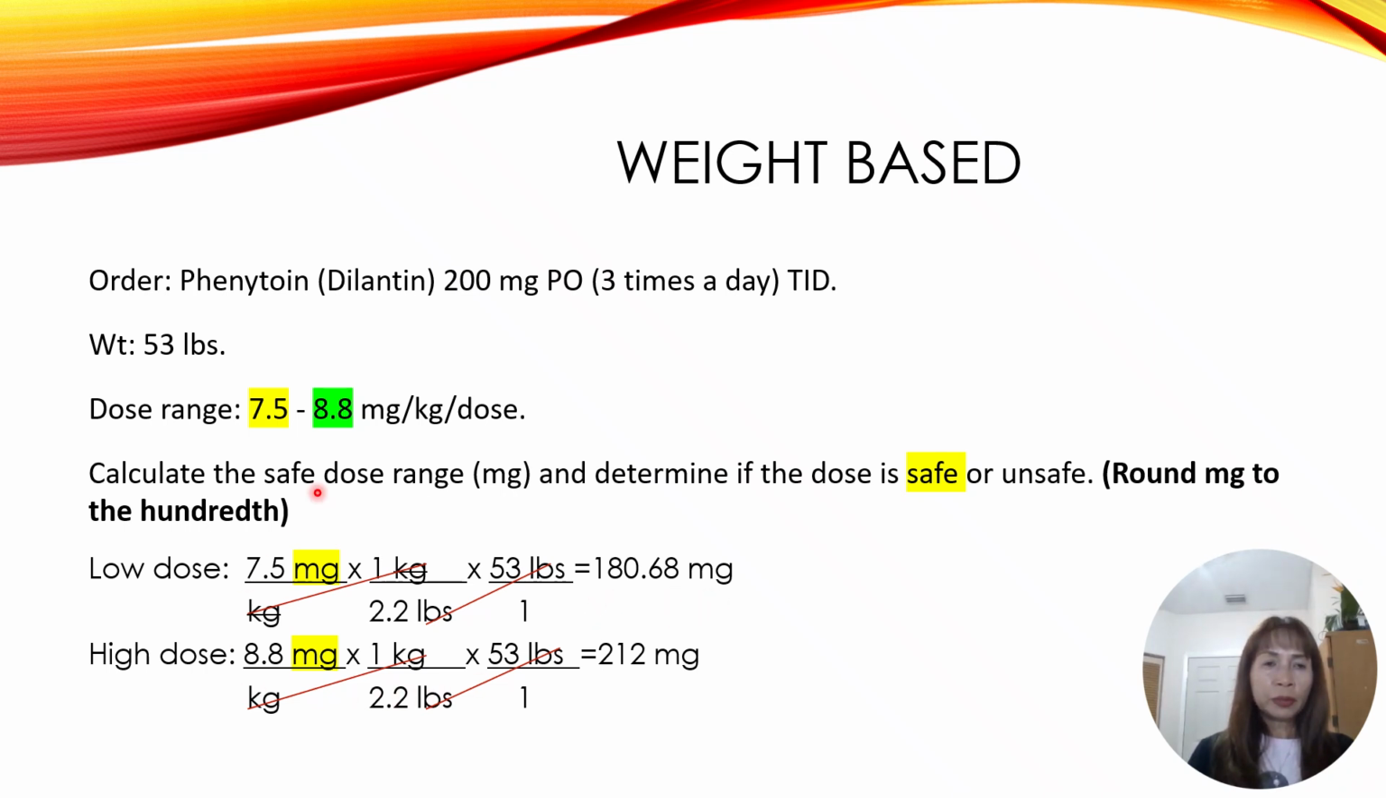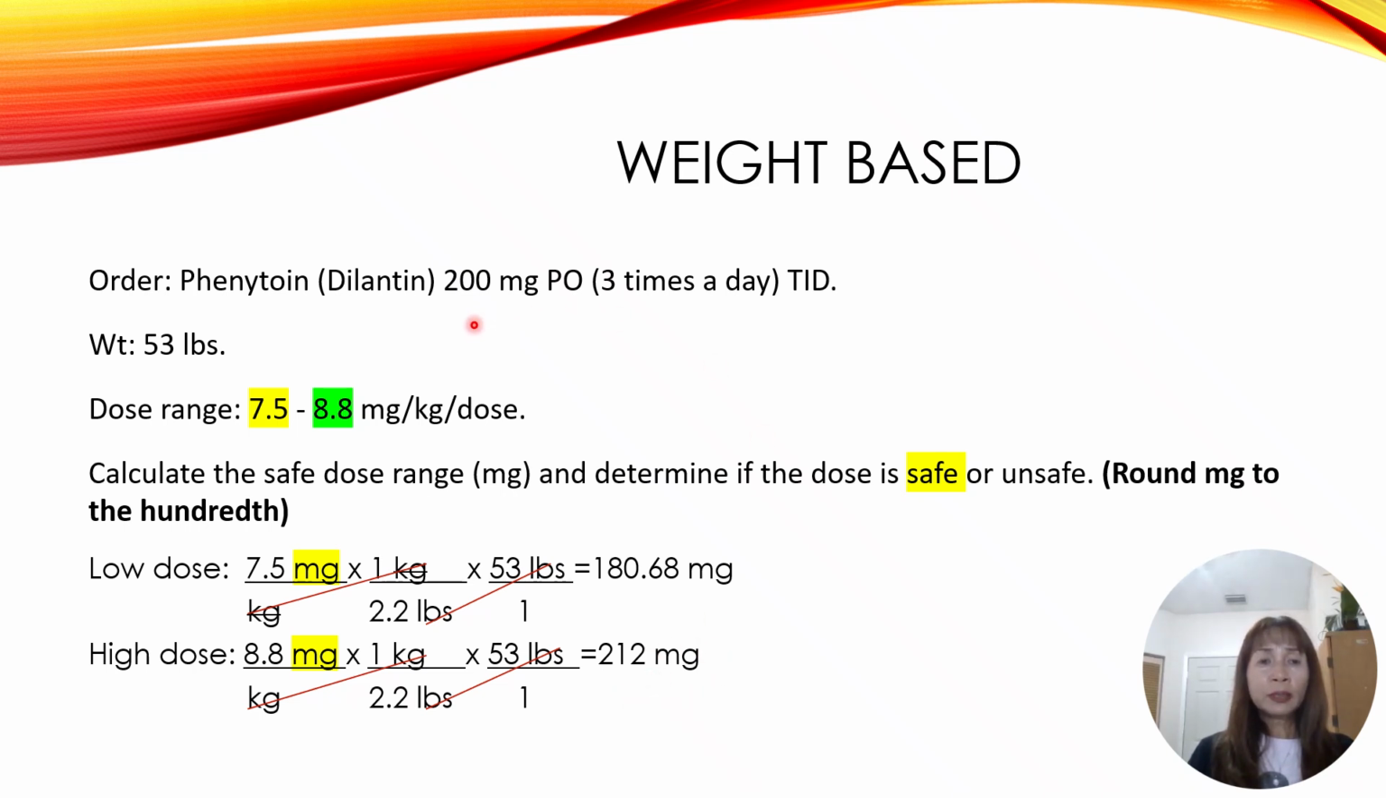So now we are going to set up the high dose. The high dose is 8.8 milligrams per kilogram. Again, we are going to get rid of the kilogram, so we put on top 1 kilogram over 2.2 pounds, because 1 kilogram is equal to 2.2 pounds. Now we get rid of the pounds, so we put the patient's weight on top, 53 pounds over 1, because you only have one patient. Now cancel pounds. What we have left is milligrams. So we multiply 8.8 milligrams times 53 divided by 2.2. That will give us 212 milligrams.